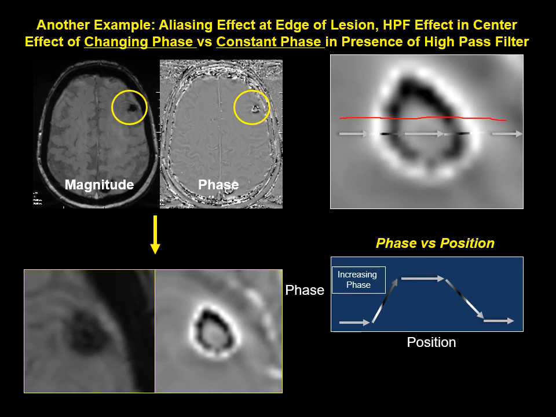So we have increasing phase. The increasing phase, if it goes beyond the point of aliasing, we get a transition from white to black. There's little phase difference across the middle. So we have the high pass filter effect that removes the low frequency phase information, then the opposite on the right-hand side of the lesion, and then back to background.